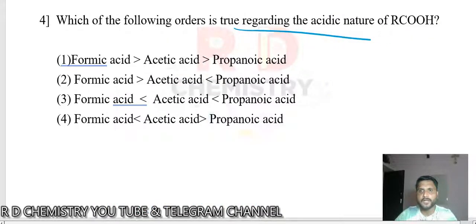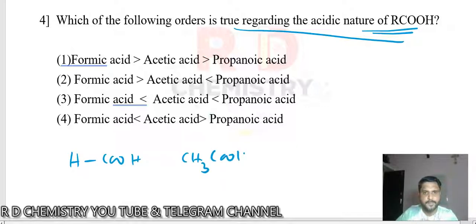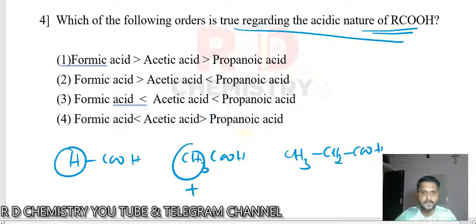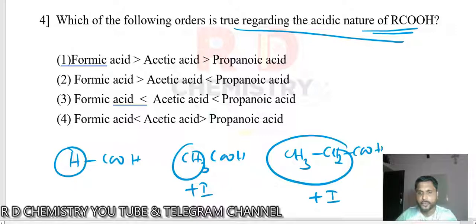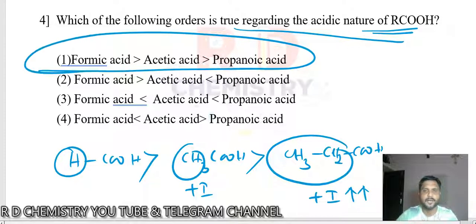Which of the following is true regarding the acidic nature of carboxylic acids? We have formic acid, acetic acid, and then propanoic acid, CH3CH2COOH, with 3 carbon atoms. Hydrogen is the standard one. CH3 is an alkyl group, a plus I effect group. And the ethyl group is also exerting a plus I effect, an electron donating group. Methyl and ethyl have the more plus I effect. Therefore, formic acid is the stronger acid, then acetic acid, then propanoic acid. Therefore, the answer is option number 1.